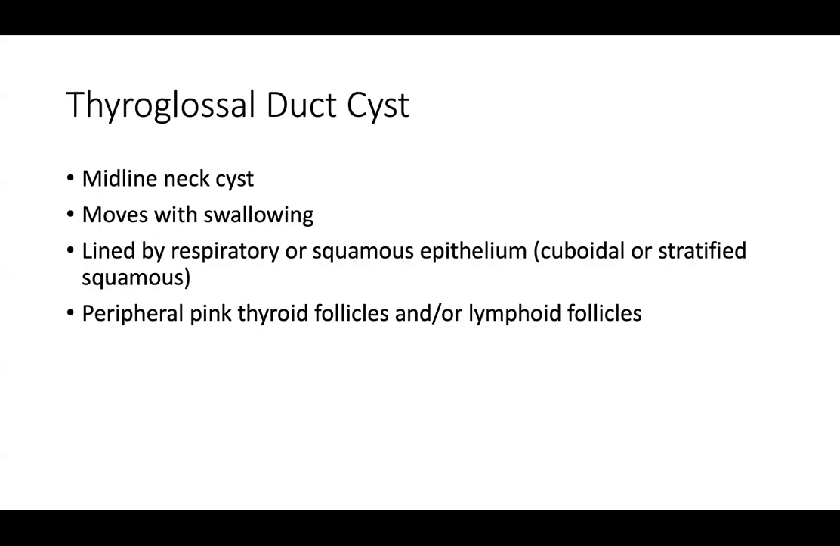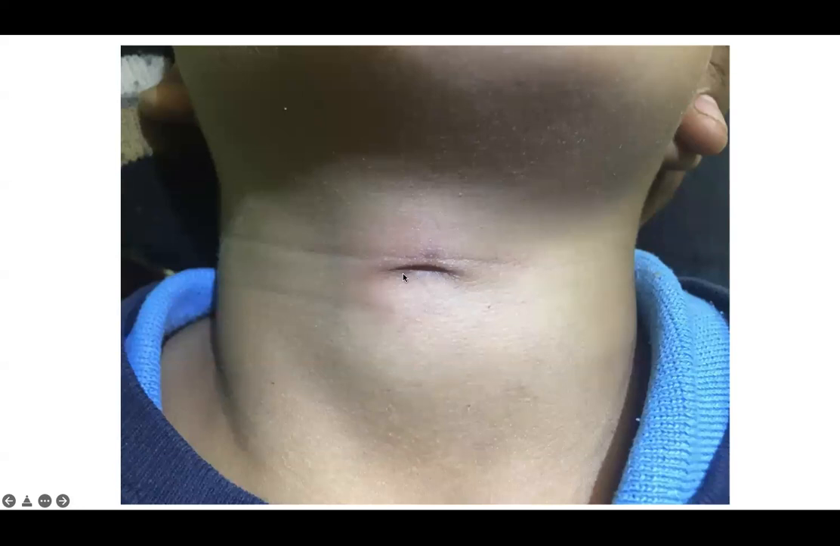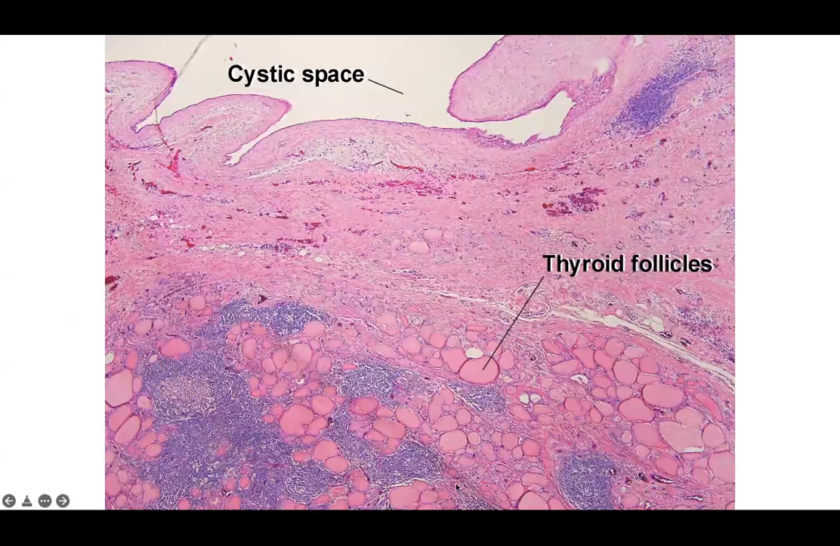Thyroglossal duct cyst, this also occurs in the midline neck, moves with swallowing. It's lined by respiratory or squamous epithelium, which can be cuboidal or stratified squamous. The key for you is going to be noticing the peripheral pink thyroid follicles and/or lymphoid follicles. So here's that midline thyroglossal duct cyst, and here are your thyroid follicles. You may see those lymphoid aggregates as well, but the key is the thyroid follicles. This is a thyroglossal duct cyst. You can see the cystic space as well.